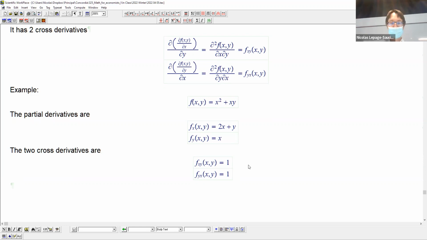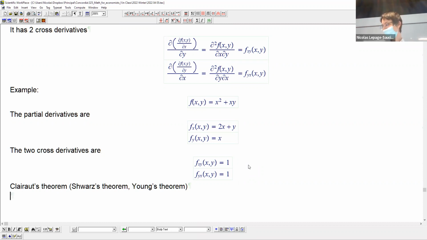So this is called Clairaut's theorem, or also Schwarz's theorem. Or Young's theorem. So yeah, lots of people have worked on this.